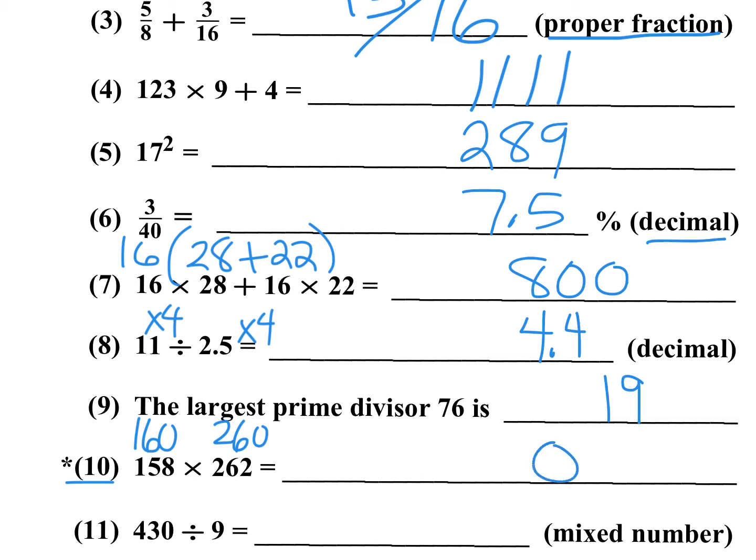So I'm going to write 2 zeros down. And here's how I multiply by 16. 16 times 6 is 96. Carry 9. 16 times 2 is 32, plus my 9 is 41.